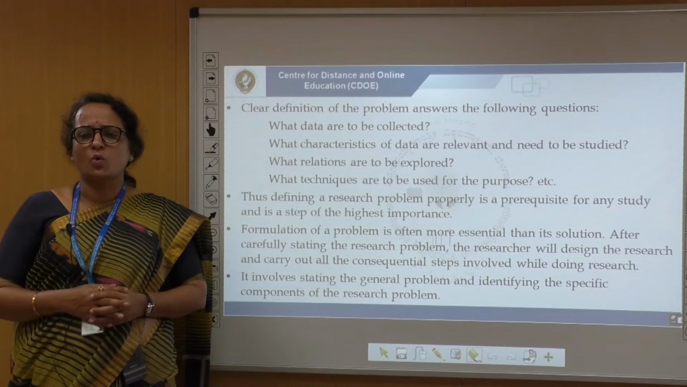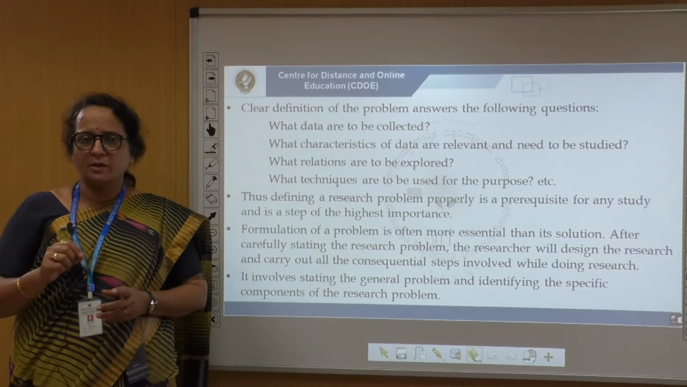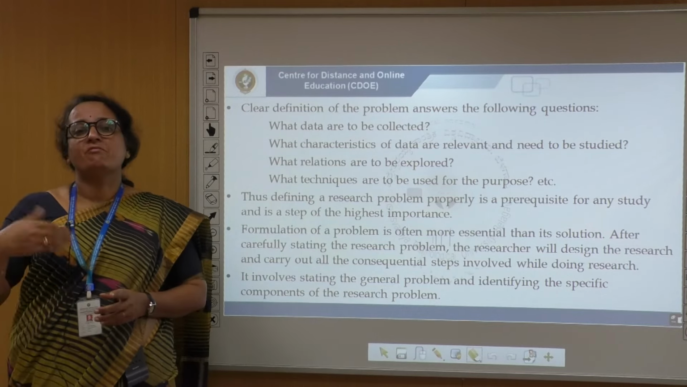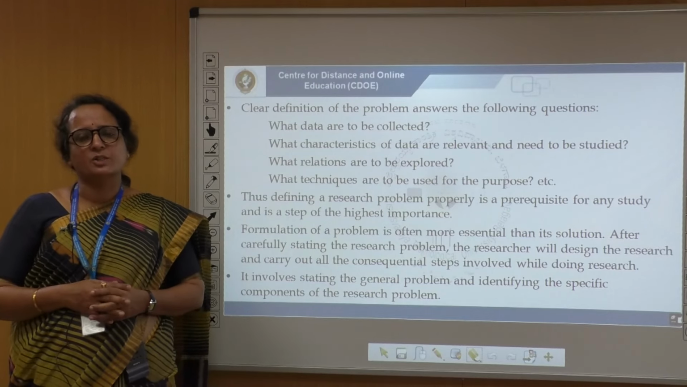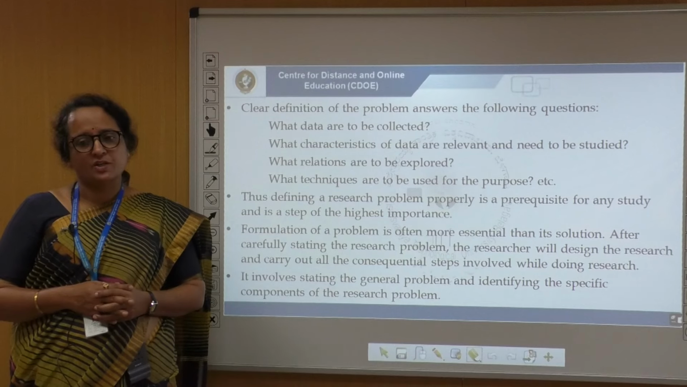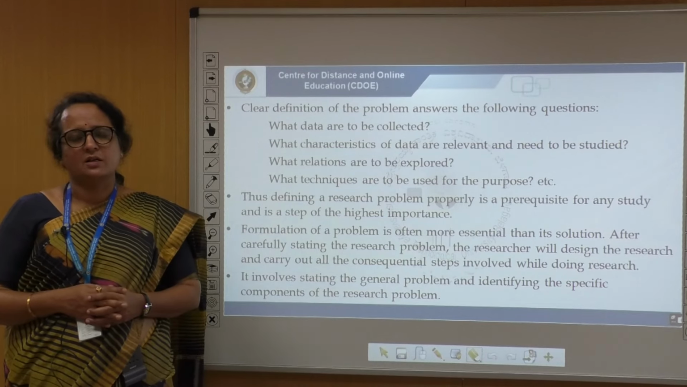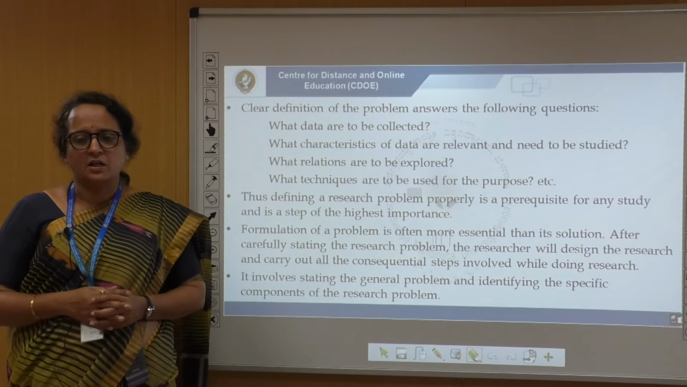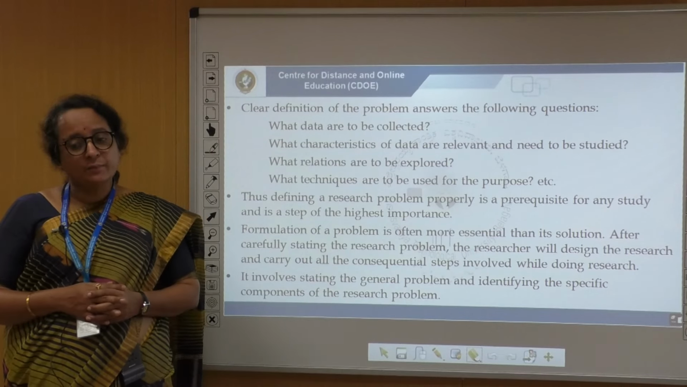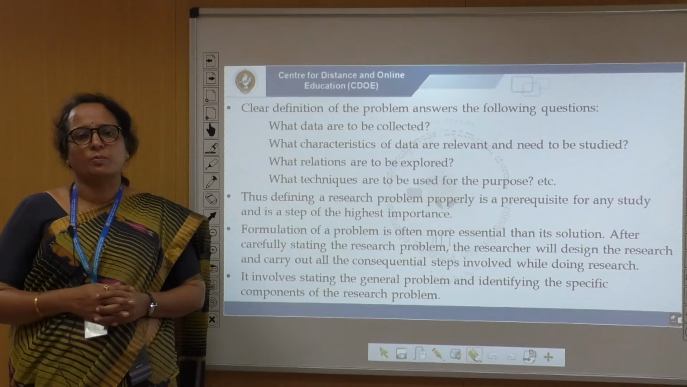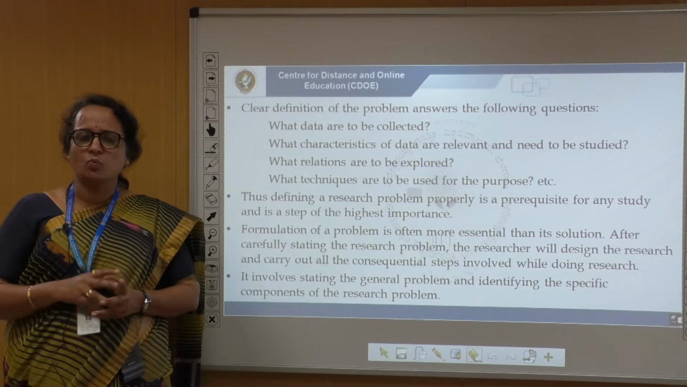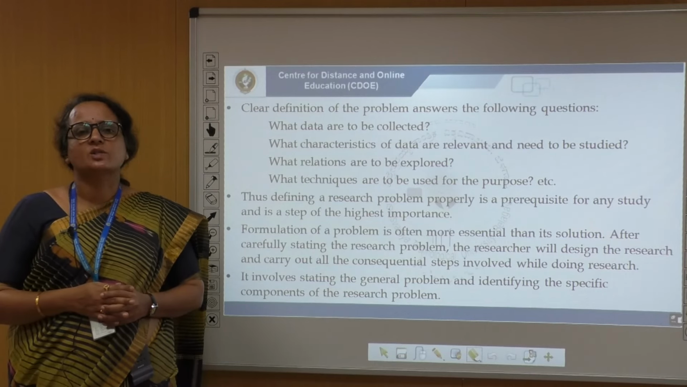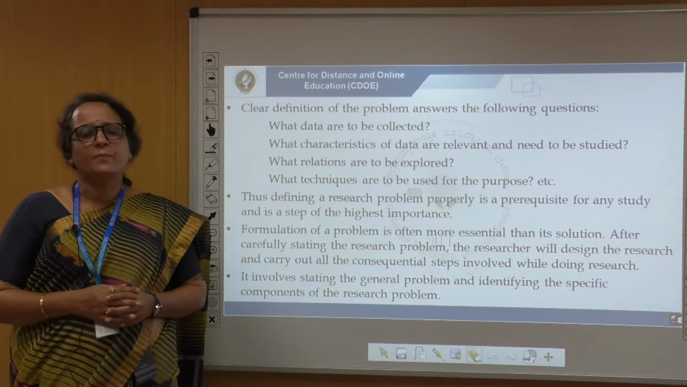Formulation of research problem is often more essential than its solution. So a very important thing is formulation or definition of the problem in clear operational terms. That is more important than finding a solution for the problem. So after carefully stating the research problem, the researcher will design the research and carry out the consequential steps which are involved in the research project process. So first they define the problem and then they go for developing the research design. It involves stating the general problem and then identifying specific components of the research problem. So always the researcher first defines the general problem, and then the general problem will be translated into research questions or investigative questions, and then the research will be carried out.